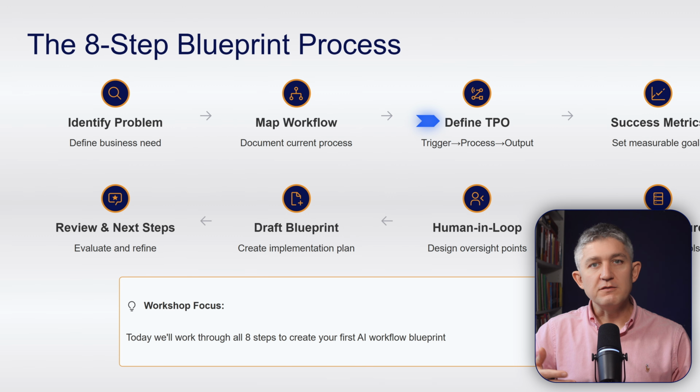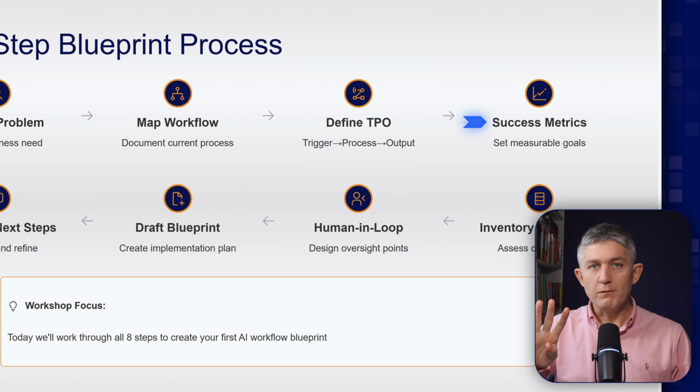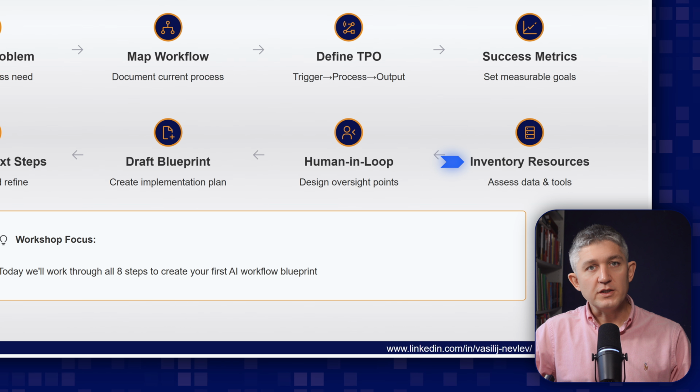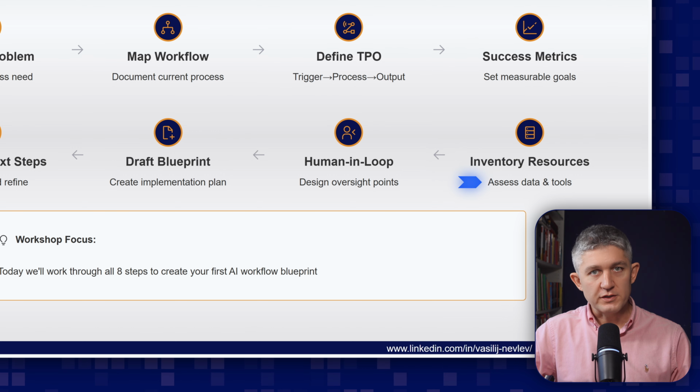Number 3 is define your TPO. Structure the trigger, process, output. Essential parts of your new process. Number 4 are success metrics. Set the measurable goals before you build. This is how you will know that you were successful. 5, you will need inventory of your resources. Assess your data and your tools with honesty. If your data is mismanaged or systems are not in place, you will need to know that now.